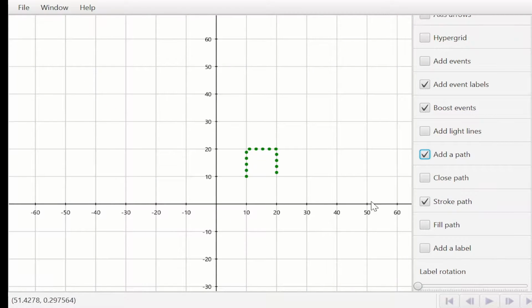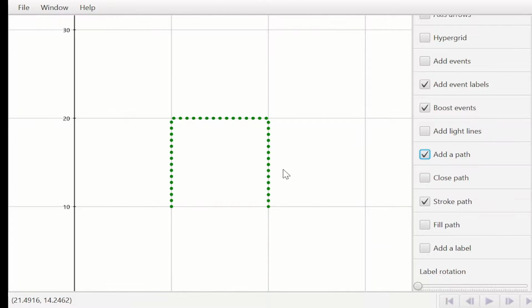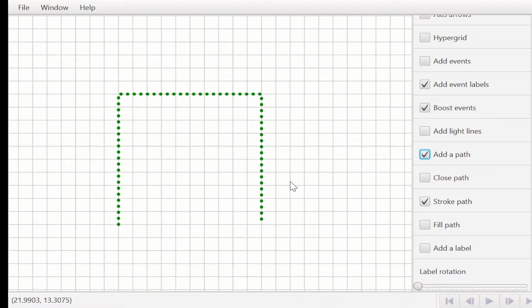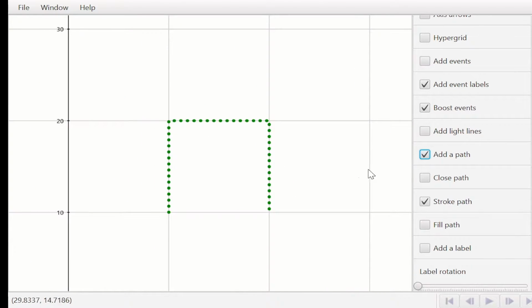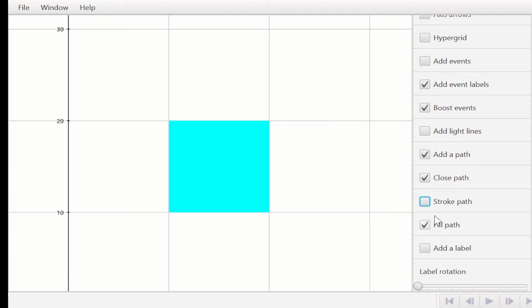You can also add a path, which could be just to diagram some particular thing, some region of the diagram. You can close the path, fill it, just have the fill or the stroke. And as you can see, I can also outline it, I chose a dotted pattern. It can also have a dash pattern.